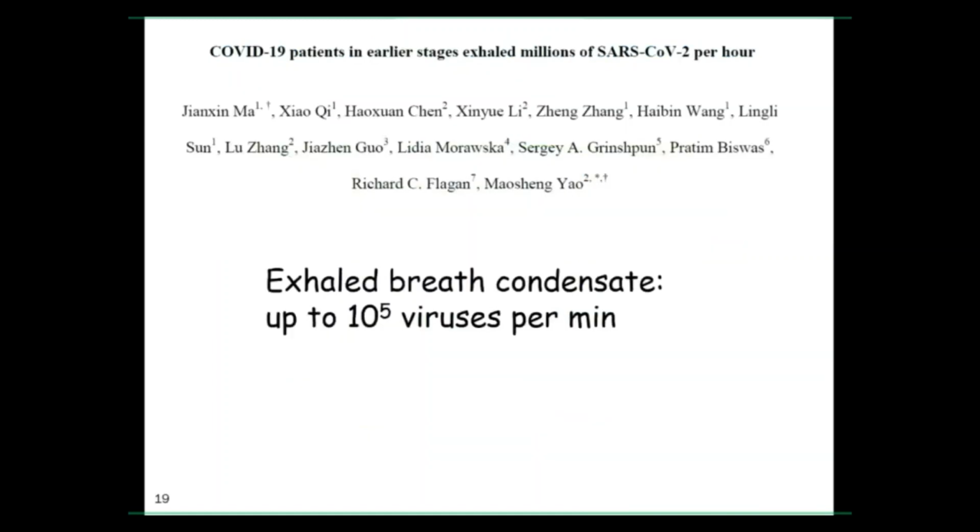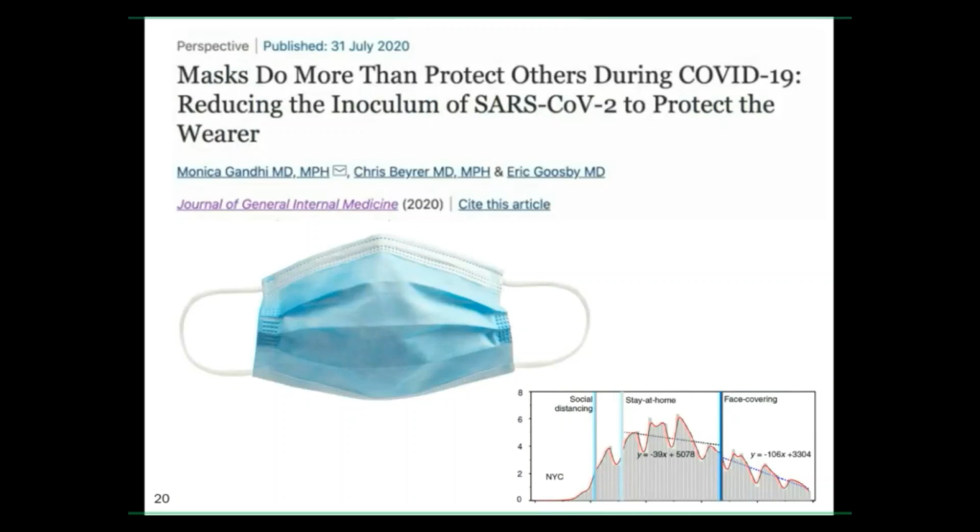However, this very intriguing study, they took people who were infected with the virus, and what they did is they measured the amount of virus in their exhaled breath. So these people were just breathing quietly. They were not coughing, sneezing, speaking, singing, or yelling. They were just sitting and breathing. And what they found is that up to 10 to the 5 viruses per minute were exhaled in the condensate. So that's over 1 million viruses per hour in tiny little aerosols. So it seems that both mechanisms probably play a role. But actually, as you'll see, it doesn't really make a difference.